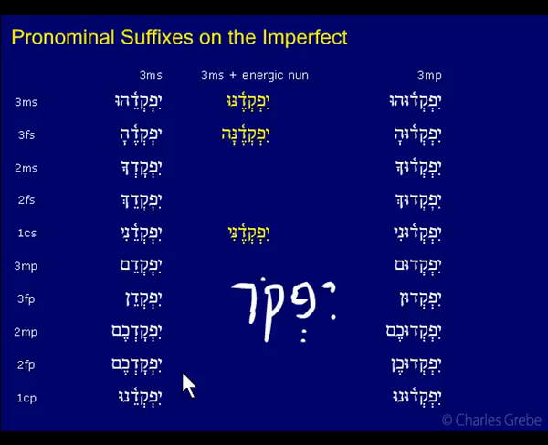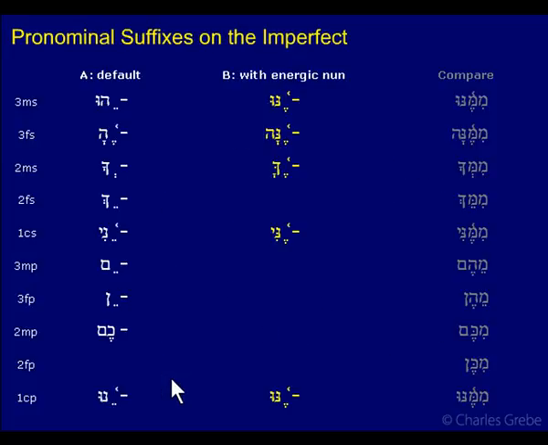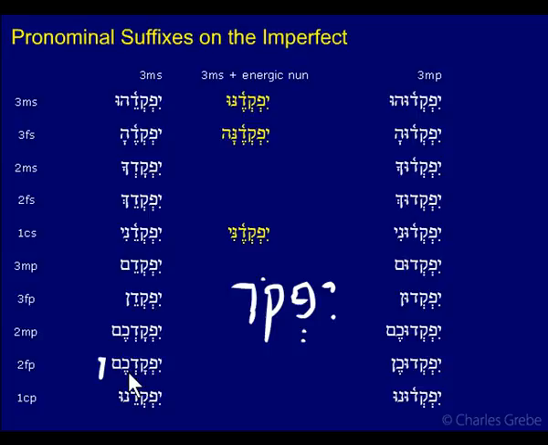I think this is a mistake. Either that, let me check that. Yifkodchen. Yeah, this should be a final nun. However, it's interesting. He has this in his list, Ross does, but if you go back here, he says it's unattested. So my guess is it doesn't exist. Not important in any case.